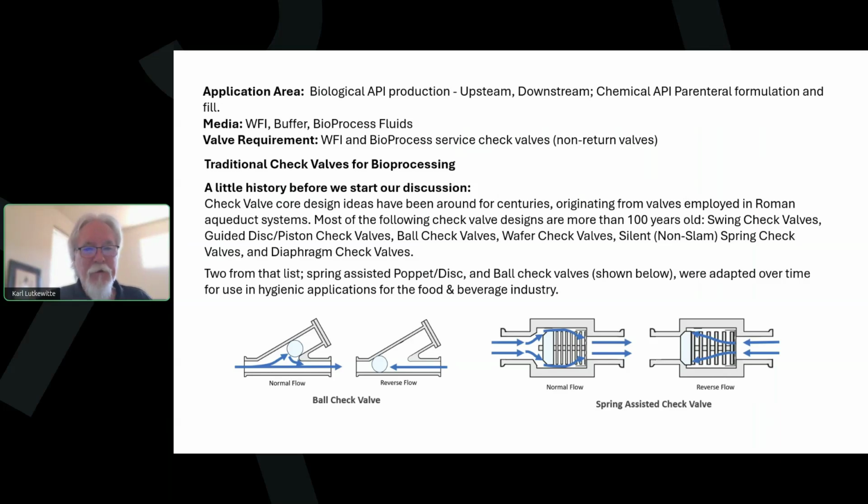Two from that list, the spring-assisted check valves and the ball check valves, both shown below, were adopted over time from industrial use for use in hygienic applications in the food and beverage industry. And those are the two prominent ones that you'll see in these hygienic food and beverage, health and beauty process applications. And the ball check valve, pretty simple, brilliantly simple design.